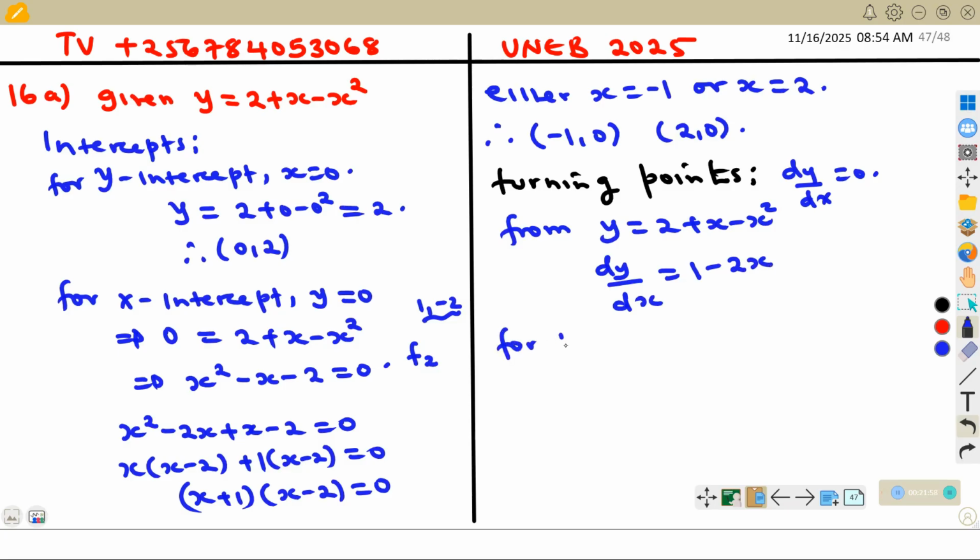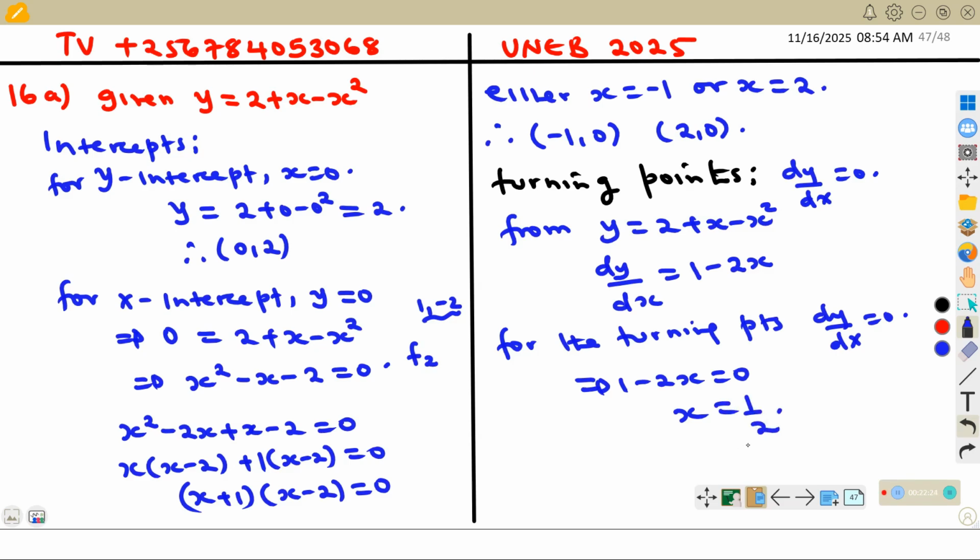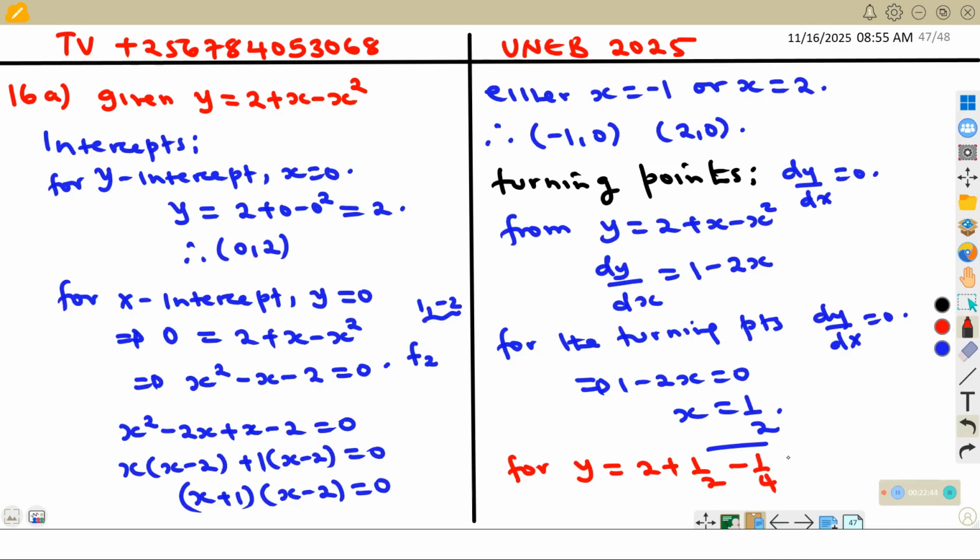So for the turning points, we are saying they occur at a point where dy/dx is 0. And in that case, it means 1 minus 2x is equal to 0, giving us 2x equal to 1, and x becomes a half. So giving us the value of x as a half. When you get the value of x, it is important to get the corresponding value for y. So for y, we shall get y equal to 2 plus a half minus a half squared, that is a quarter. So this should be able to give us the corresponding value of y.